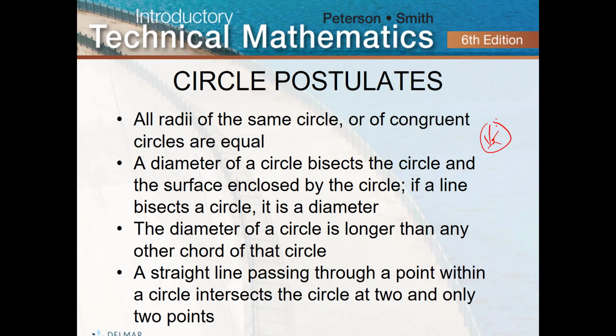The diameter of the circle bisects the circle and the surface enclosed by the circle. If a line bisects the circle, it's the diameter. The diameter of a circle is longer than any other chord on that circle. Well, that makes sense because it's running through the center. So as you get off center, the chord gets smaller and smaller. A straight line passing through a point within a circle intersects the circle at only 2 points. Sure, that makes sense.